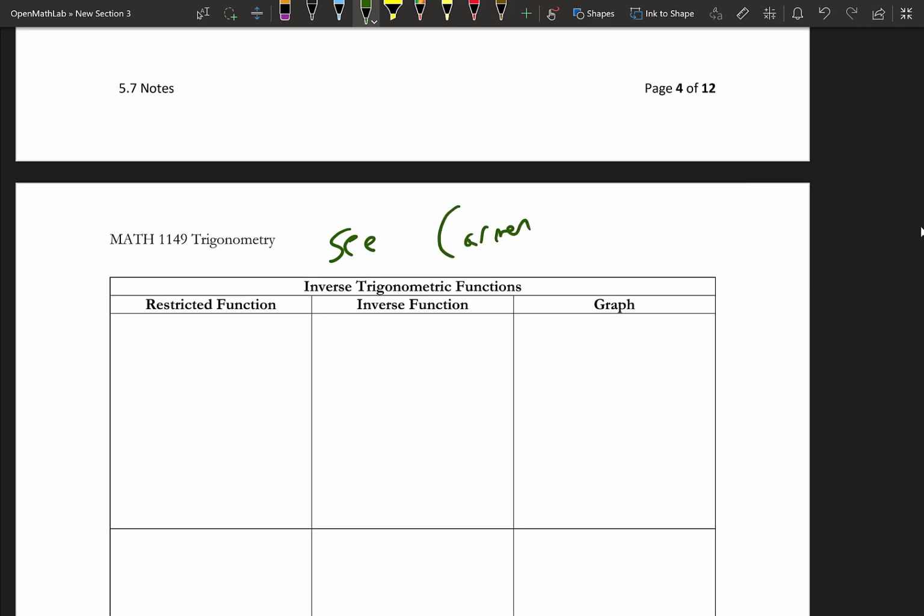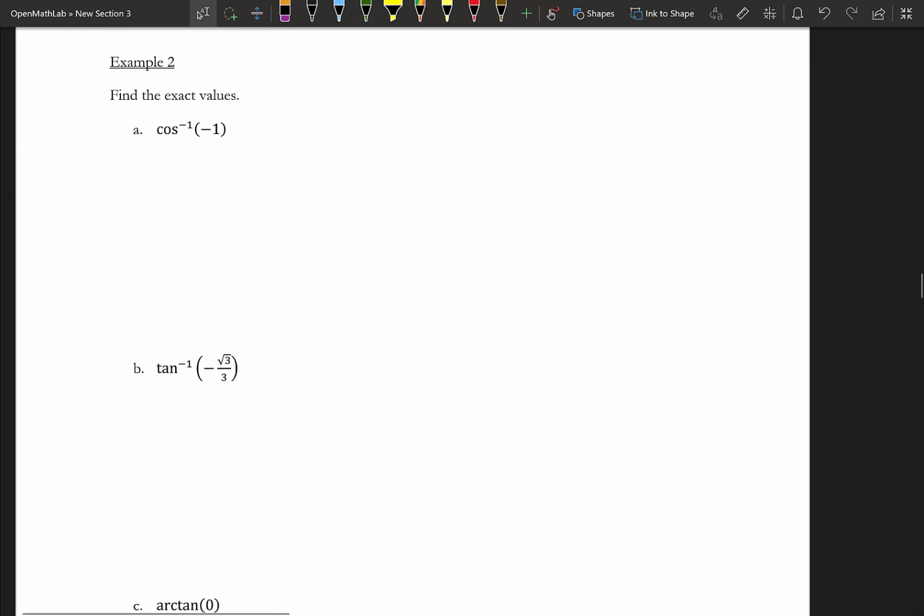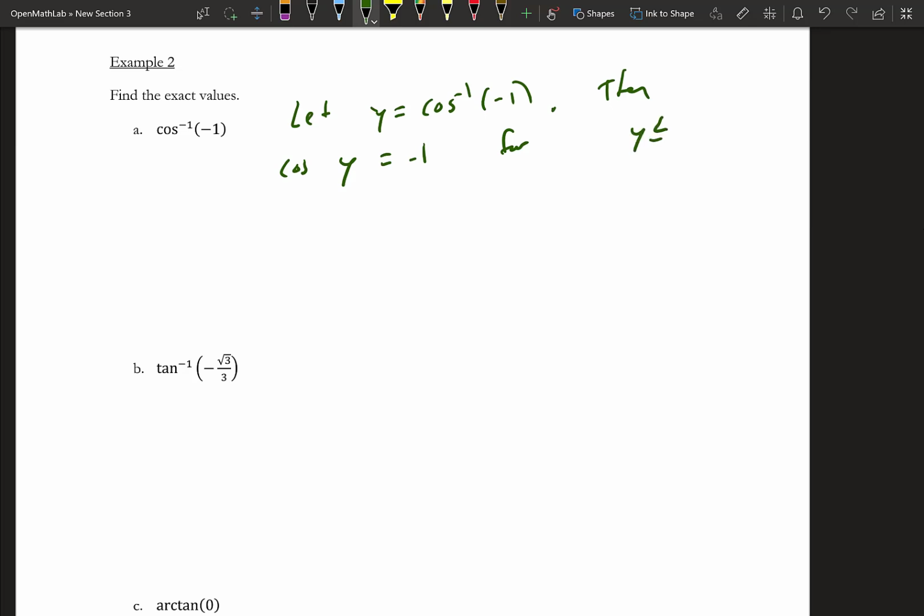So then example 2, working through some similar examples like we did before, but now we're using cosine and tangent to help us here. So for part A, we have inverse cosine of -1. So we could say, let y equal inverse cosine of -1. This would mean then that cosine of y would be equal to -1 for y in between 0 and pi. We can do this because -1 is in between -1 and 1.